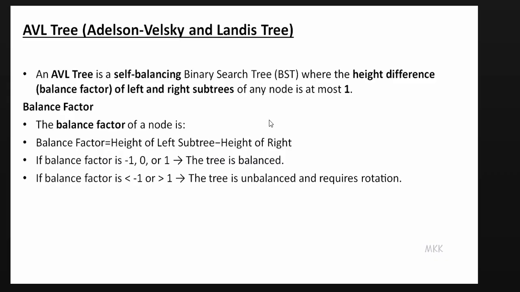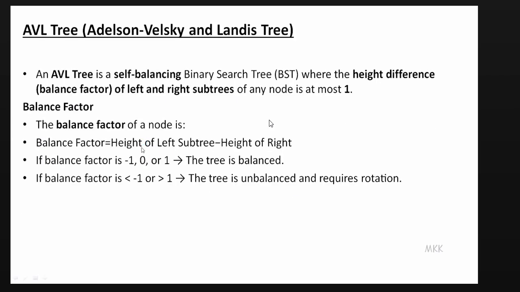The balance factor of a node equals the height of the left subtree minus the height of the right subtree. Whatever the height of the left subtree is, you subtract the right one. If the balance factor is minus 1, 0, or 1, the tree is balanced. Why? Because the left subtree gives minus 1 and the right subtree gives 1, so the tree is already balanced. If the balance factor is less than minus 1 or greater than 1, the tree is unbalanced and requires rotation.